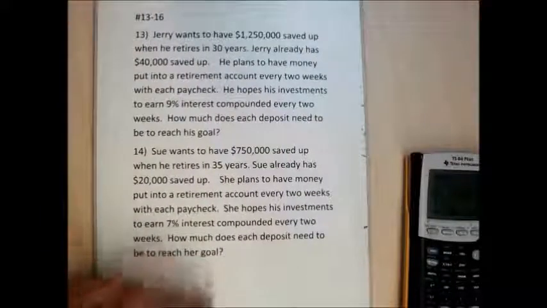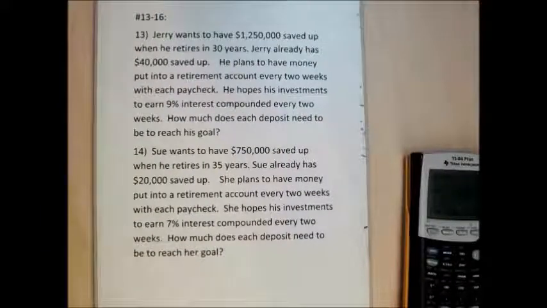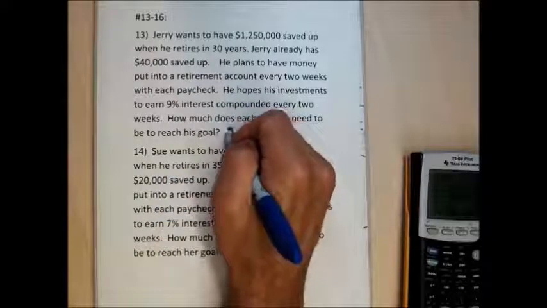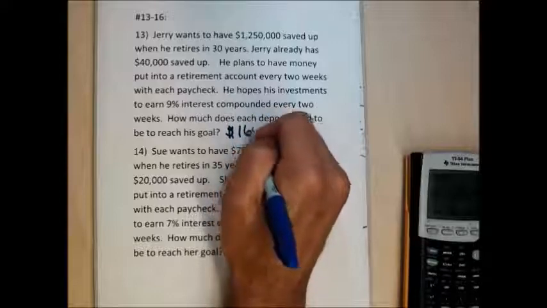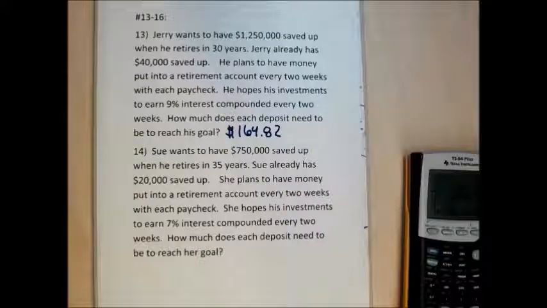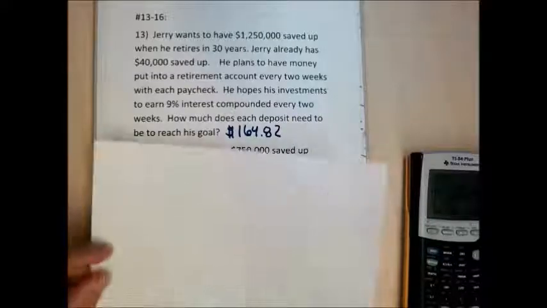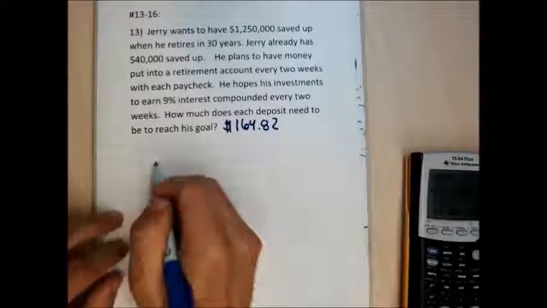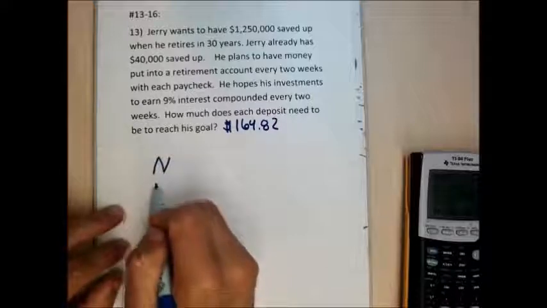All right, 13 through 16. Let's work on these then. I'll work on 13 with you. Our goal for number 13 is to get an answer of $164.82. So let's see if I could actually get there. So for Jerry, let me set up his table here.